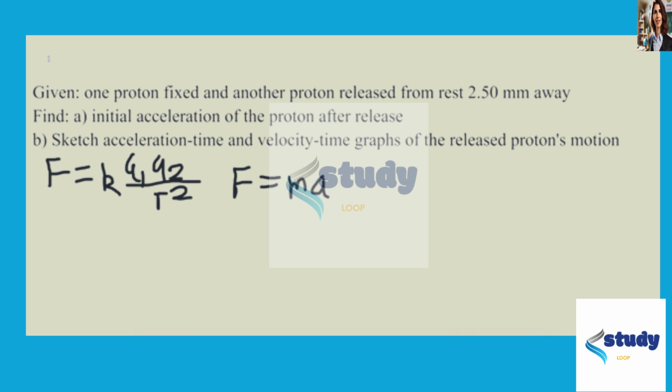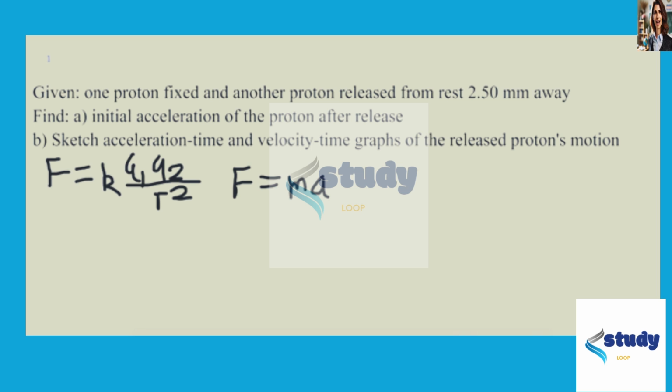In this problem, we're given that we have one proton fixed and another proton that's released from rest 2.5 millimeters away. We're asked to find the initial acceleration of the proton after release, and then we're asked to sketch the acceleration time graphs and velocity time graphs of the released proton. So let's start with part A. We're asked to find the initial acceleration of the proton.